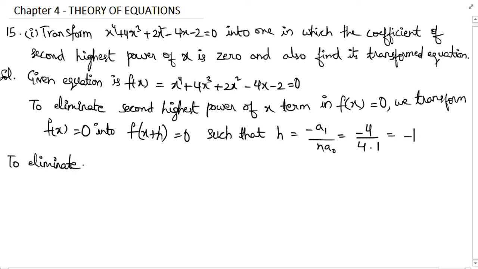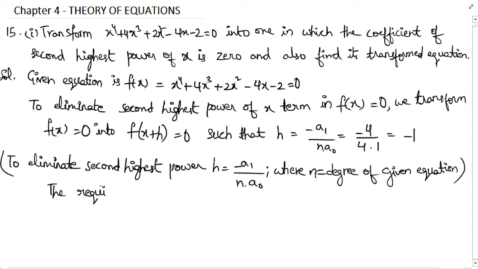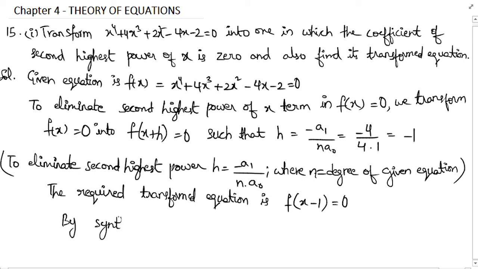To eliminate the second highest power, h is equal to minus a1 by n into a0, where n is the degree of the given equation. So here the required transformed equation will be f of x minus 1 is equal to 0. So by synthetic division, what do we get?